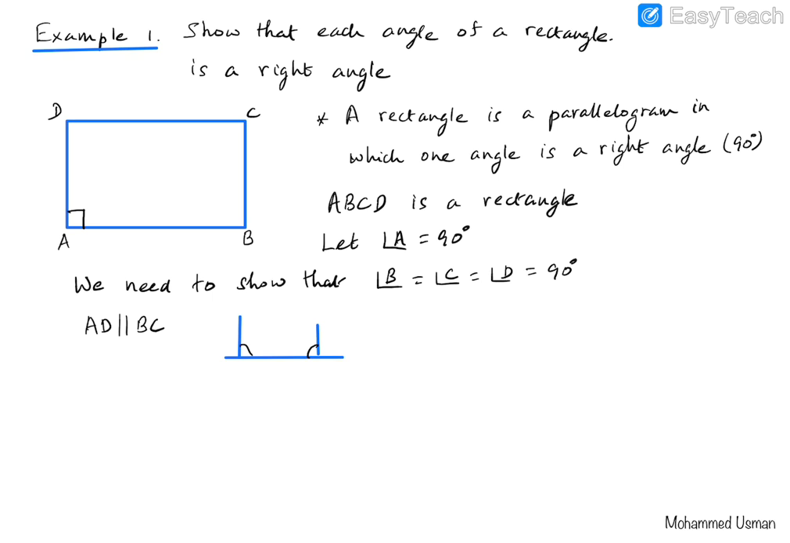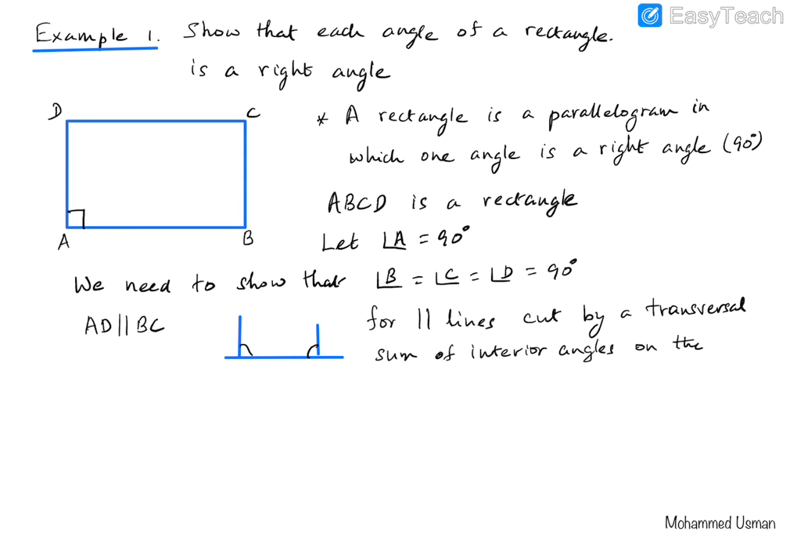For parallel lines cut by a transversal, the sum of interior angles on the same side of the transversal is 180 degrees. This we have seen in the parallelogram lines chapter.